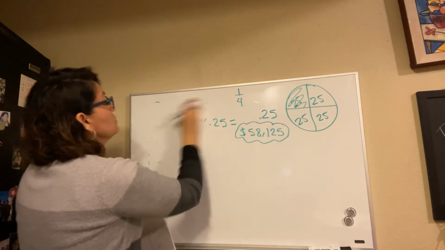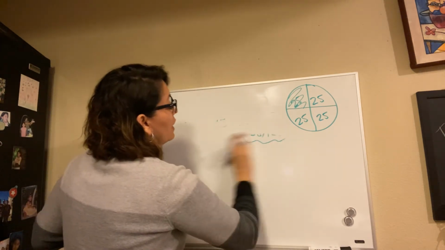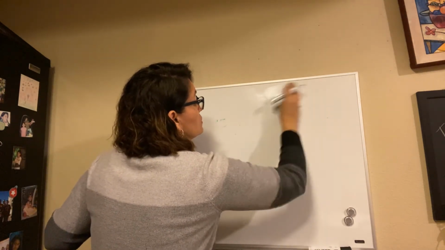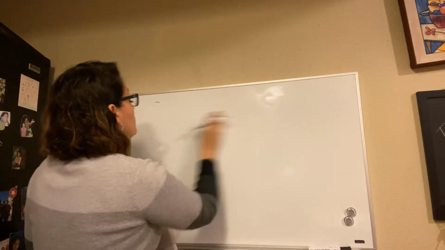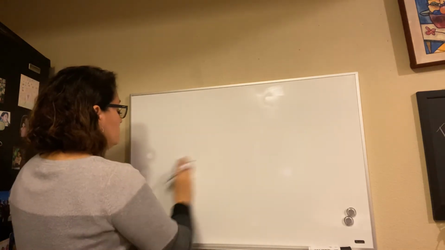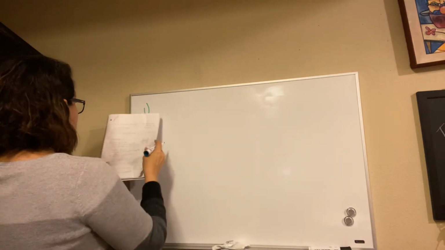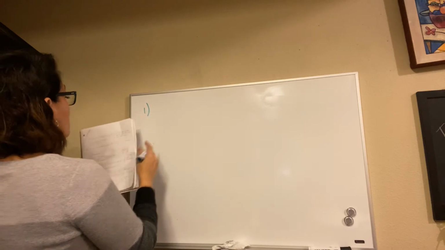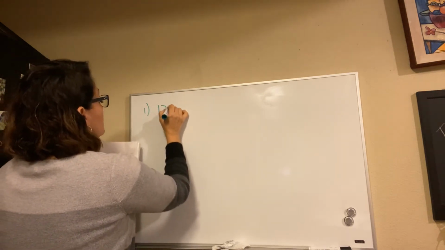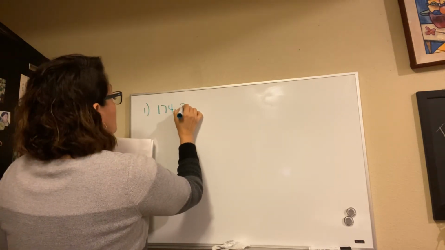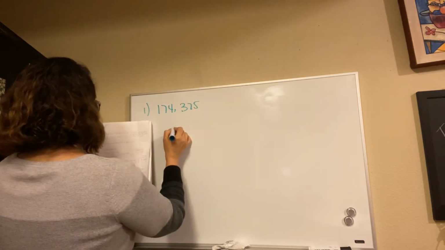So I'm going to erase it. I'm sorry guys, but I have a really, really small whiteboard over here, so I need to do that. So step number 1, what am I going to do? It is going to be the monthly payment. So it is 174,375, and what am I going to do?